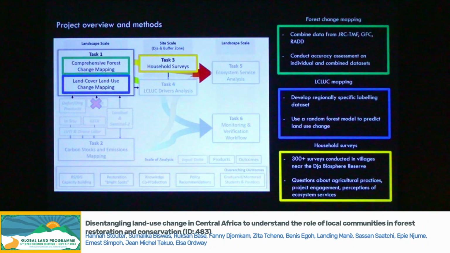For household surveys, we conducted over 300 household surveys, and we mapped over 700 fields around the Jah Reserve. These surveys included questions about agricultural practices, about project engagement, and about perceptions of ecosystem services to start to get at those indirect and direct drivers of land use change.